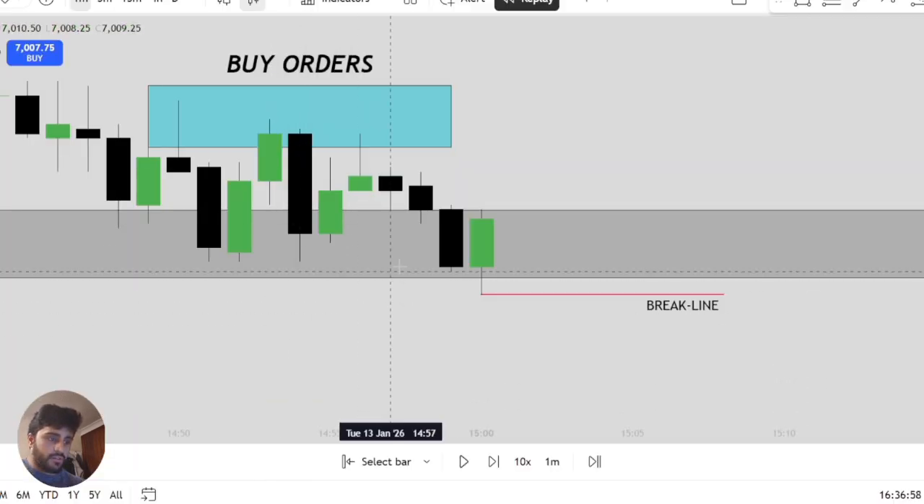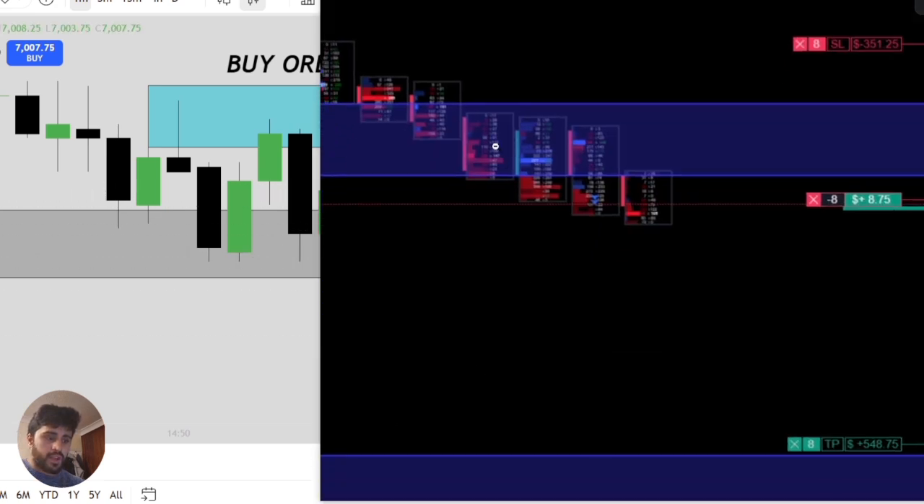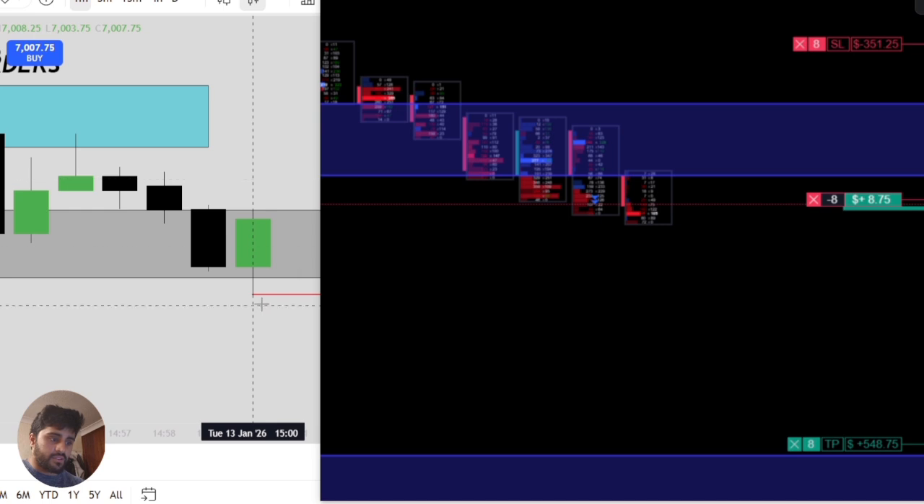This was now sort of in this region. So we had this break below the zone, right? On the footprint charts especially, we had this break below the zone, right? Then we had price coming into our zone over here. This candle here, very interesting candle, this one here.